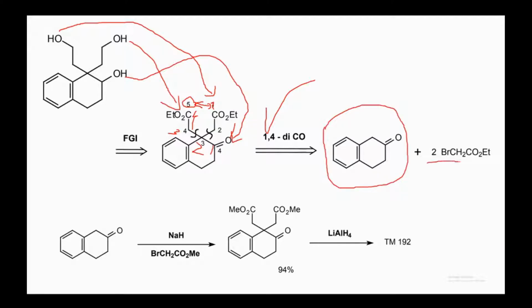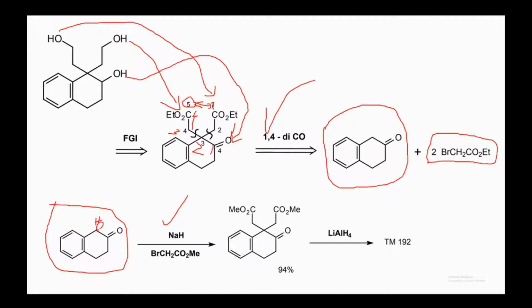Now you have 2 BrCH2CO2Et. If you start your synthesis from this compound, this is sodium hydride, which will act as a base. Now this base will deprotonate this proton and generate the negative charge there.